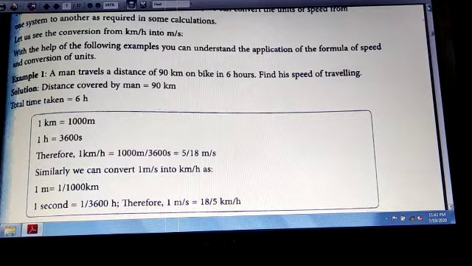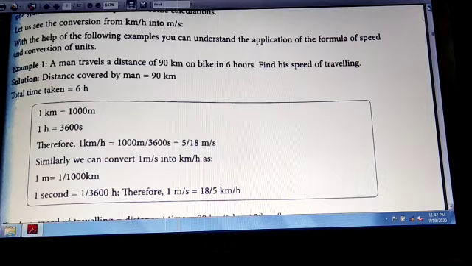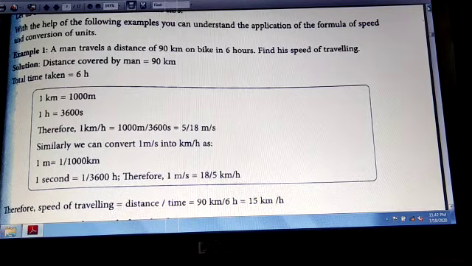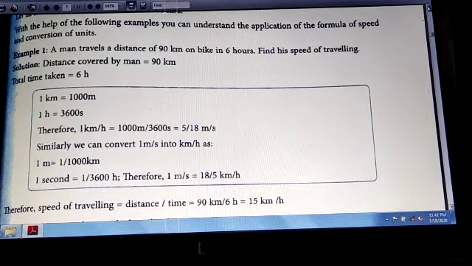Now a man is traveling a distance of 90 kilometers on bike in 6 hours. So we have to calculate his speed of traveling. So distance is given how much? 90 kilometers, 90. And time is how much? 6 hours. Now all of you know that 1 kilometer is equal to 1000 meter and 1 hour is equal to 3600 seconds. How 3600 seconds? I hope this you know.